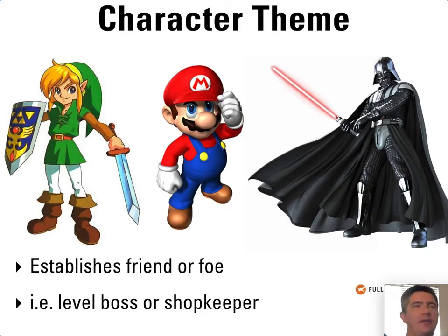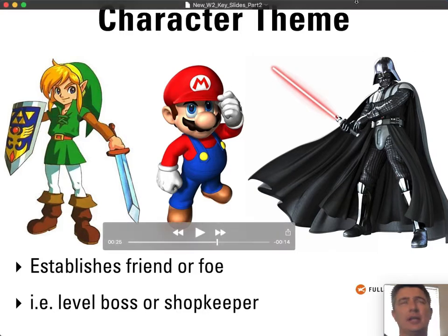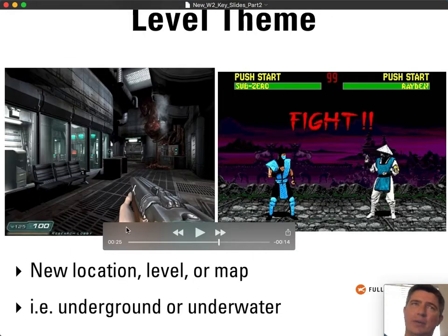Character theme, very, very common. Sometimes it can be used to fool the player, right? So that you think they are friendly, and all of a sudden it turns evil and dark, and the music shifts, and all of a sudden you know, oh no, they're not friendly. They're actually a villain or an enemy. So you can do that very, very easily with the music.